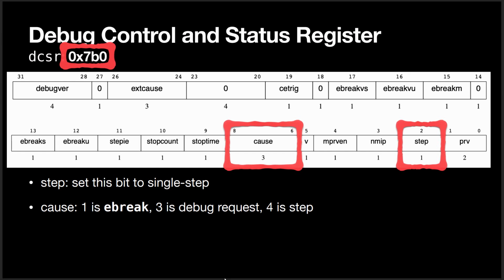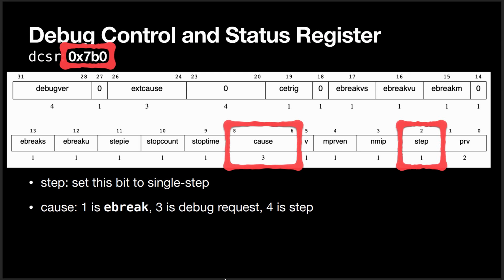Okay, that's pretty cool. But if you look at the address, it's 7B0, which is weirdly far away from all the registers we've looked at so far. The command register was 17. The data register was 4. 7B0 is pretty far away from that. Why is that? It's because it's in a completely different address space.